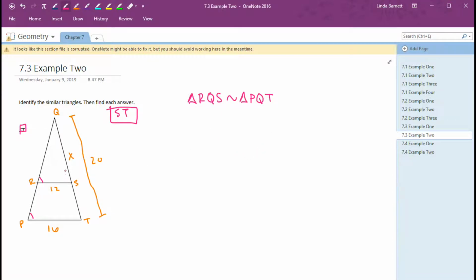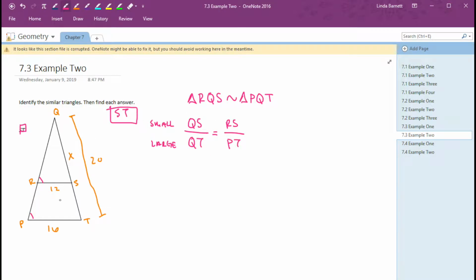Now I'm going to set up a proportion. I know that QS is going to be in proportion to all of QT. I'm putting everything from my small triangle on the top and everything from my large triangle on the bottom. Notice how I'm doing this side of QS and I'm doing the whole side of QT. That's going to be in proportion to the bottoms of both of these triangles. The small triangle, the bottom is RS, and the large triangle, the bottom is PT.